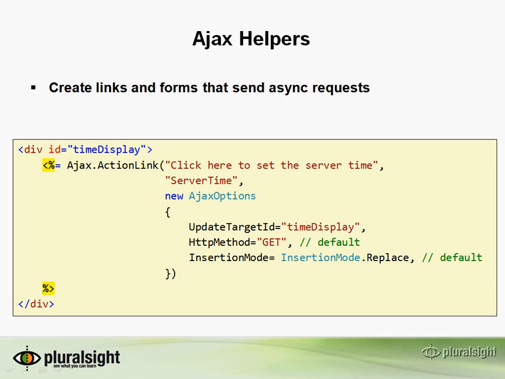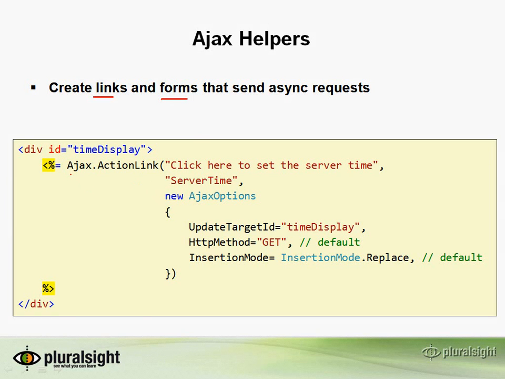The AJAX features of the MVC framework are surfaced through an AJAX helper. That is, you have an AJAX property on your view page that you can invoke to reach methods and extension methods that will give you some AJAX functionality. Specifically, you can use the AJAX helper to create hyperlinks and form tags that will initiate asynchronous requests.